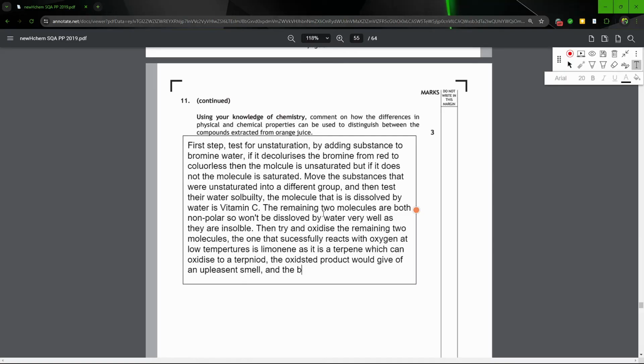And the beta carotene would take a lot more effort, a lot more heat to oxidize, and would burn.